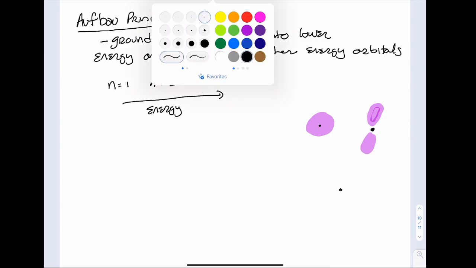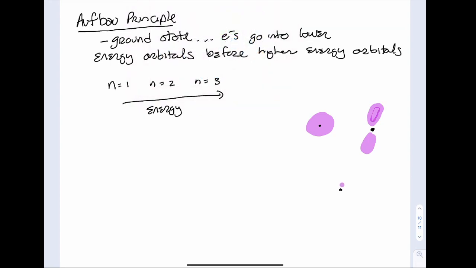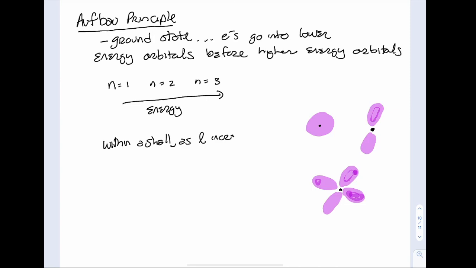If I look at d orbitals, if I look at my cloverleaf one, I have 4 lobes, right? I have 4 regions of space distant from the nucleus where those electrons can be found. I have 2 nodal planes, so 2 places near the nucleus where I don't have electron density. So it gets even higher in energy. So within a shell, as l increases, energy also increases. And again, that's just because of the shape.